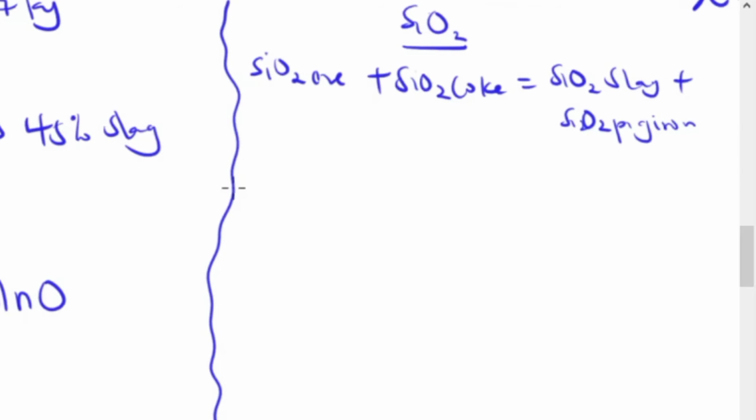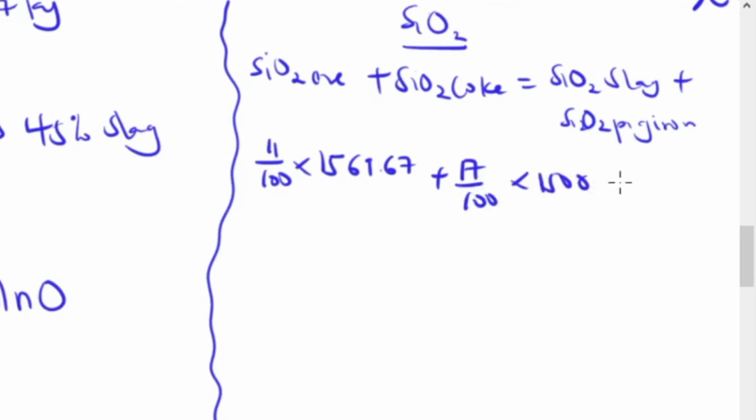They say that silicate in the ore was 11%. So we get 11 over 100, times the mass of the ore, which was given as 1569.67. Then plus the silicate in the coke, which was 17%, so 17 over 100 times the mass of coke, which is 1500, equals the silicate in the slag, which we don't know, plus the silicate in the pig iron. We don't have silicate in the pig iron, but we have silicon. So we find the molar mass of the unknown over the molar mass of the known times the mass of the pig iron.